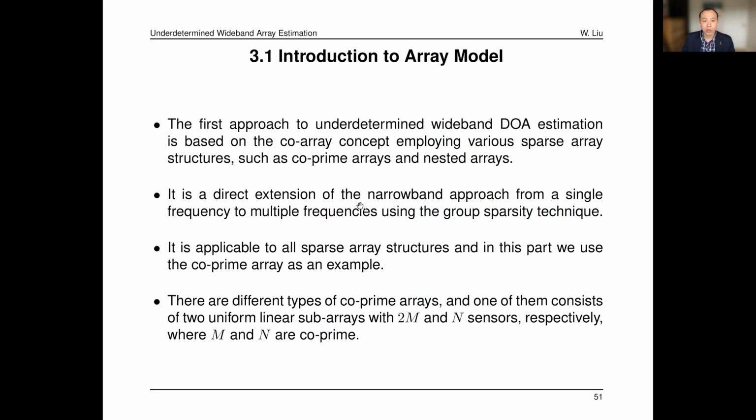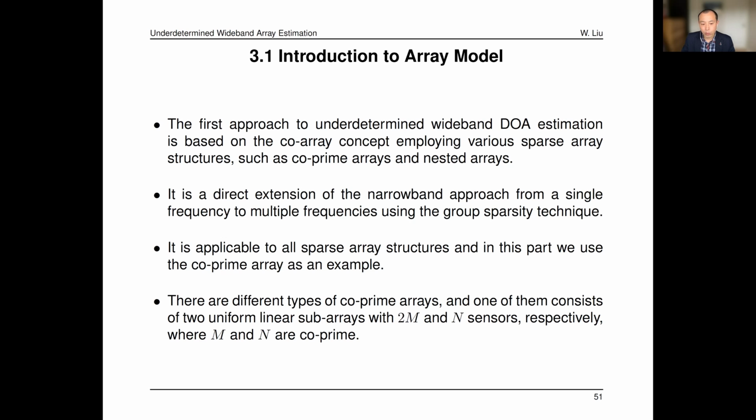So the array model. The first approach to underdetermined wideband DOA estimation is based on the co-array concept, exploring various sparse array structures, such as co-prime arrays and nested arrays. It is a direct extension of the narrowband approach from a single frequency to multiple frequencies using the group sparsity technique. This extension is applicable to all sparse array structures, and we just use a sparse array in this section as an example.